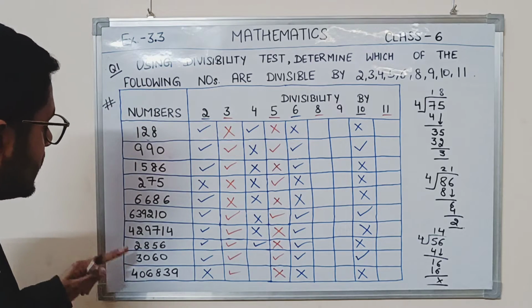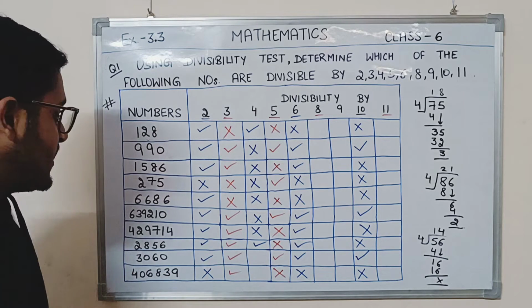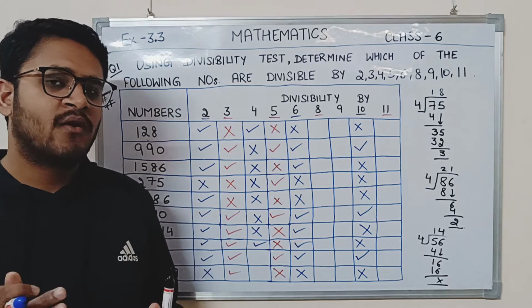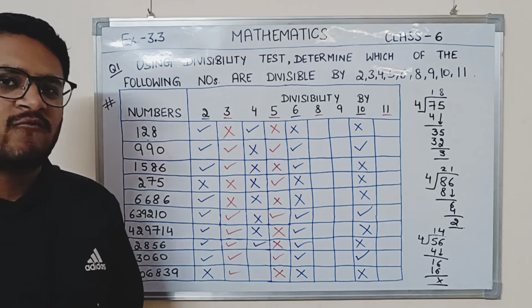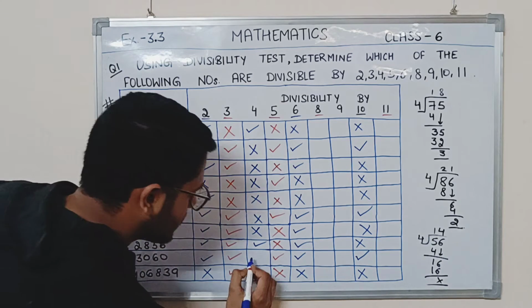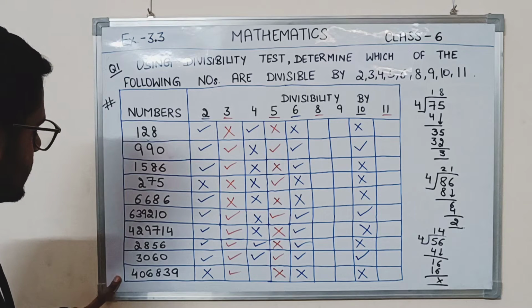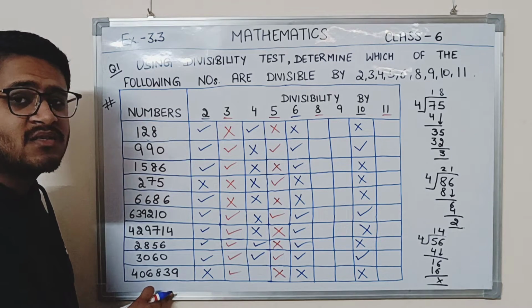Okay. Next, 3060. So the last 2 digits are 60. Is 60 divisible by 4? When you divide, you will find 4 times 15 is 60. Okay. So 60 is divisible by 4. Therefore this whole number is also divisible by 4. Okay, last, 406,839. Last two digits, 39.